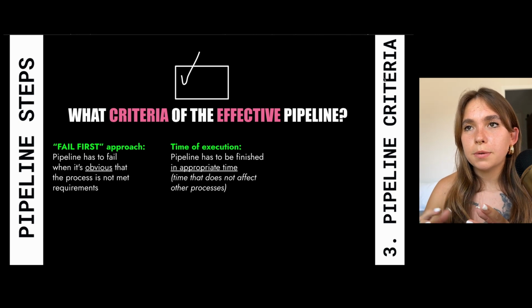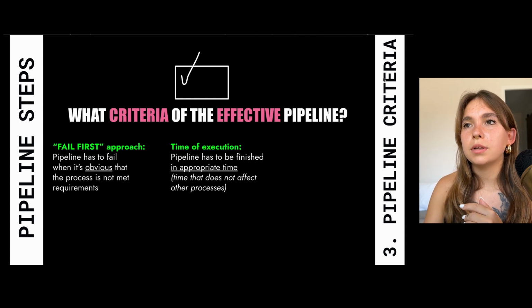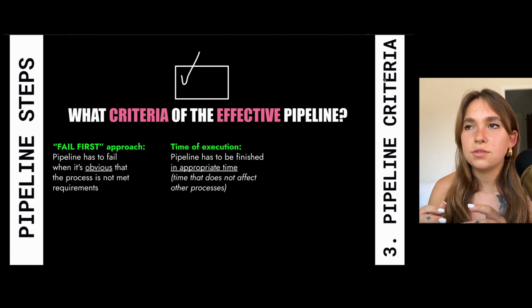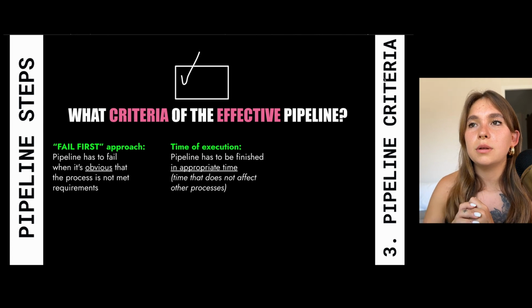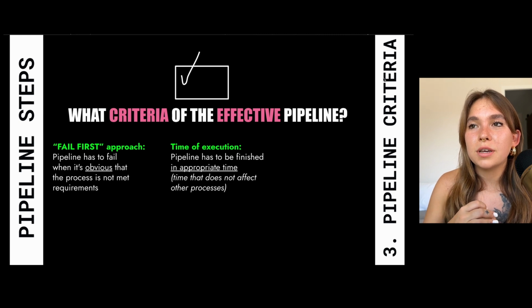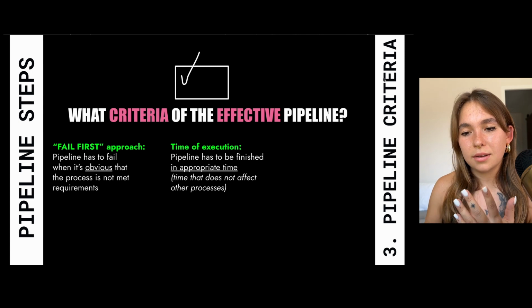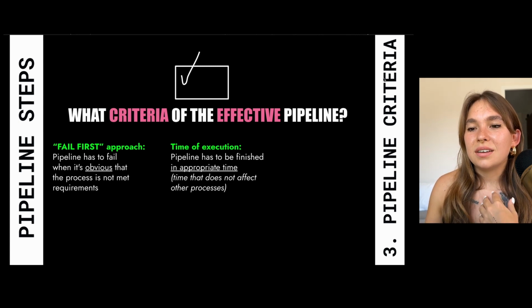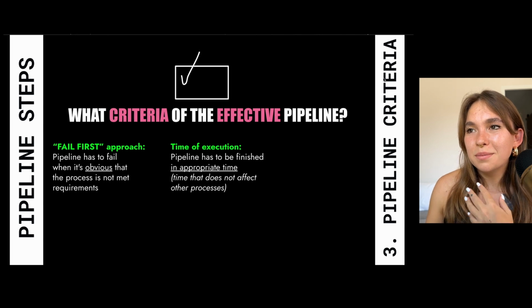Time of execution is a really important factor, because the pipeline has to finish in appropriate time. What does appropriate mean? Because it sounds very subjective. It means time that does not affect our processes. Because, for example, if I'm a developer and the pipeline is really cool, checking everything, but at the same time I cannot deliver my features normally, properly, because I have to wait 5 hours for each commit, it sounds like something that actually doesn't help us, but even makes our work worse.